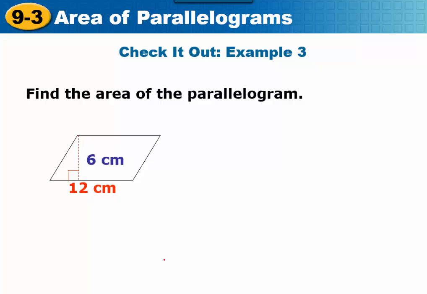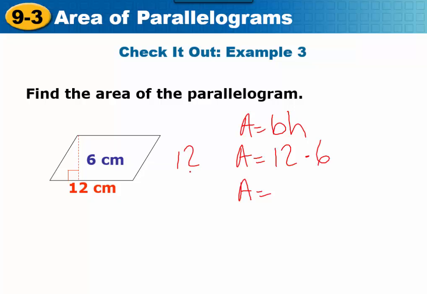Okay, let's see how you did. You should have written the formula down. A is equal to base times height. A is equal to, well, the base is 12 and the height is 6. And again, your base and your height will always be touched by the right angle. And now we just multiply those together. 12 times 6, 6 times 2 is 12, 6, 7. We end up with 72 centimeters squared. And that's all you have to do in order to find area of rectangles and area of parallelograms.